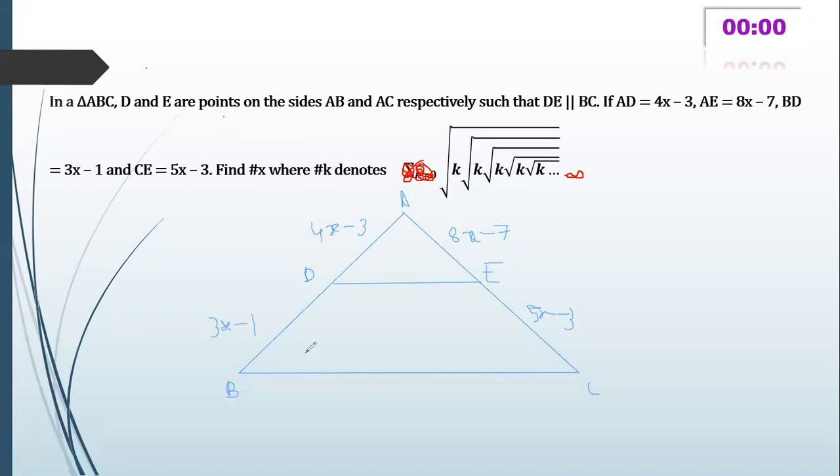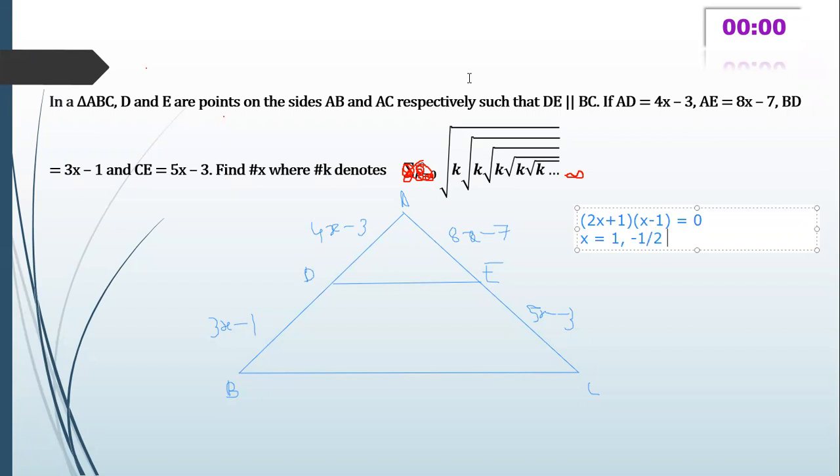Now you have to apply the basic proportionality theorem. By applying AD by DB is equal to AE by EC, you will simply get an equation. Let me write the equation only: (2x plus 1)(4x minus 3)... (8x minus 7)... it will be 6(x minus 1)... it will be x minus 1 equal to 0. From here you will get two solutions, x equal to 1 and minus 1 by 2.